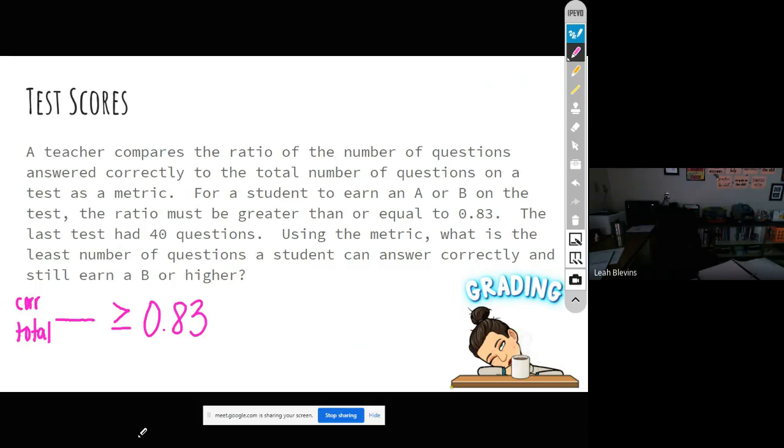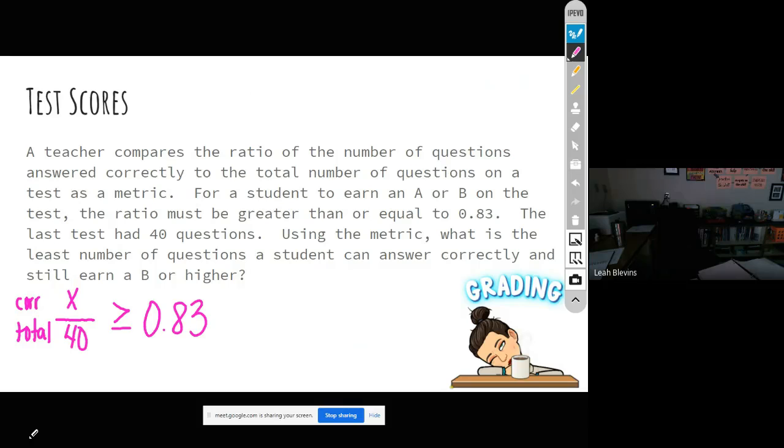The last test had 40 questions. So where's that one go? At the bottom, there were a total of 40 questions. Using the metric, what is the least number of questions a student can answer correctly and still earn a B or higher? I'm going to put in an X here. X divided by 40 is greater than or equal to 0.83.